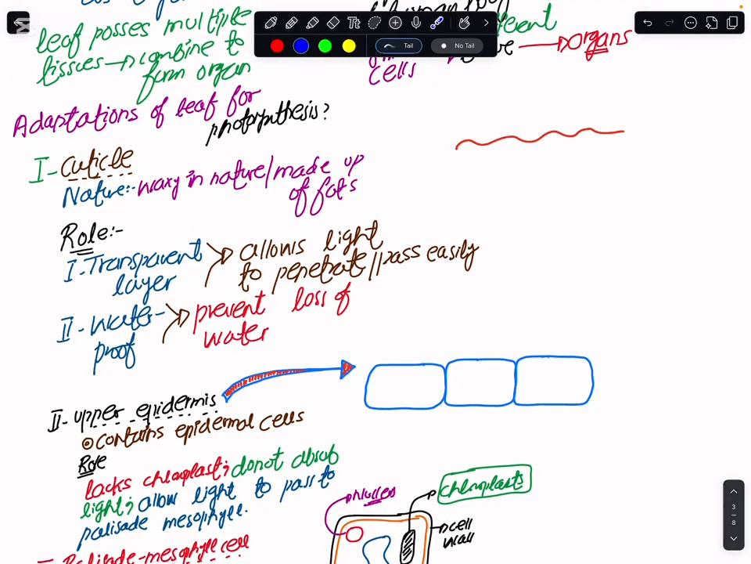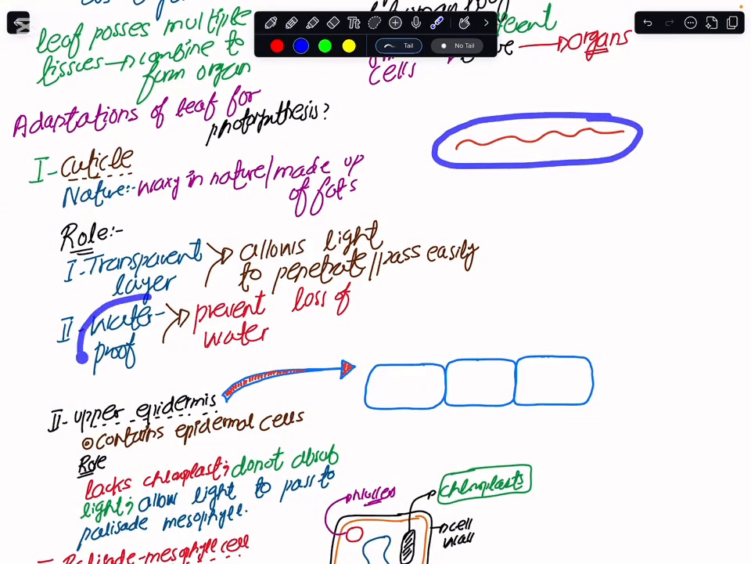Now, you remember from the previous diagram that at the top I have this cuticle layer, and this cuticle layer is waxy in nature, or in other words, we say that it is made up of fats. The good thing about the cuticle is that it is entirely transparent. So when it is transparent, it does not hinder the movement of light rays, but rather the light rays pass straight through this cuticle. The other feature of this cuticle is that it is waterproof.